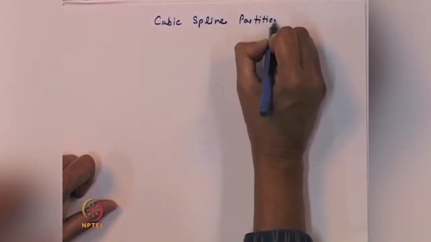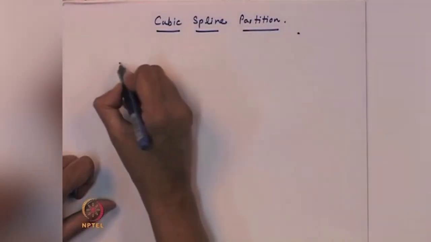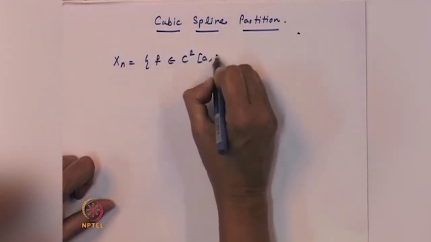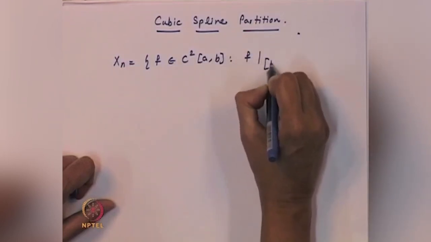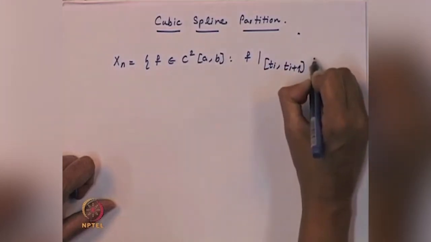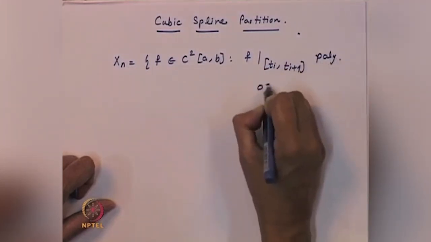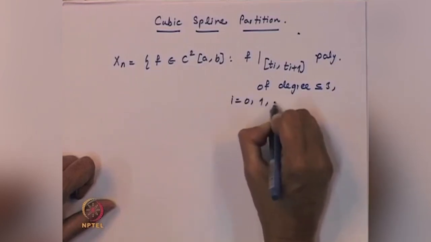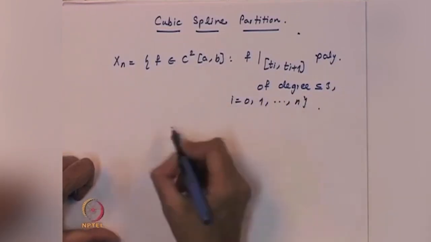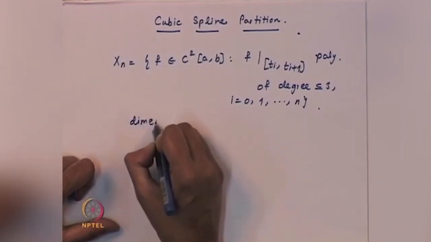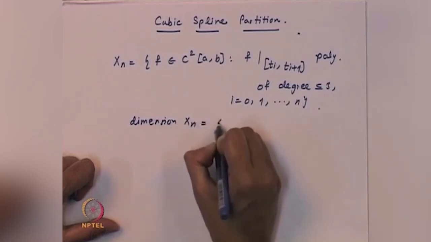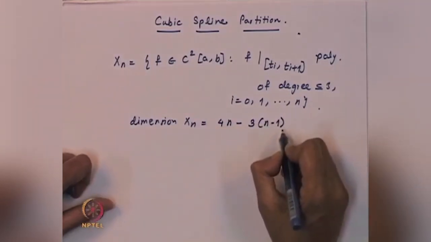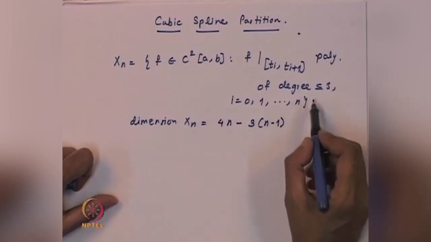and look at the space X n to be the set of all f belonging to C 2 [a, b] such that f restricted to [t i, t i plus 1] is a polynomial of degree less than or equal to 3, i equal to 0, 1 up to n minus 1. The dimension of X n is going to be 4 times n minus 3 times n minus 1. There are n intervals, on each interval a polynomial of degree less than or equal to 3.